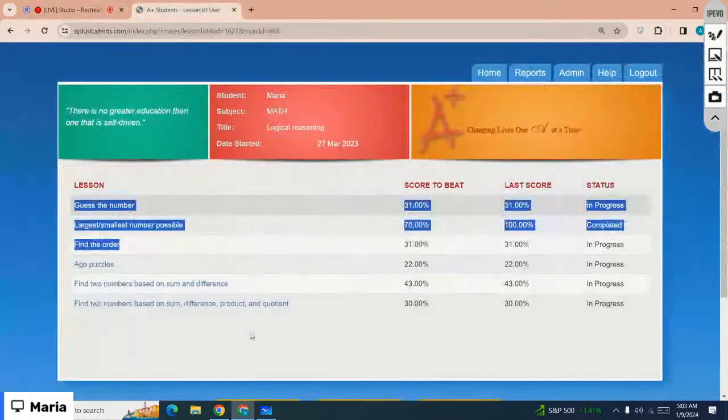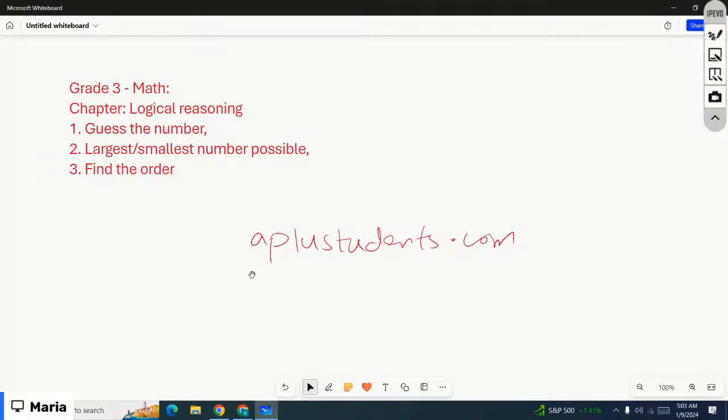Okay, so we are working on grade 3 math. You can find all the lessons on aplusstudents.com. You have to log in there using your email address and password as provided by the administrator. Then you have to select math from the subject tab. Scroll down to grade 3 and then click on view all lessons. There you can find a list of the chapters.